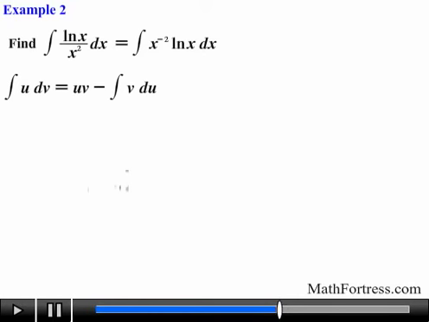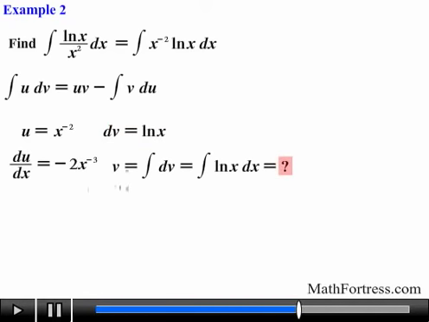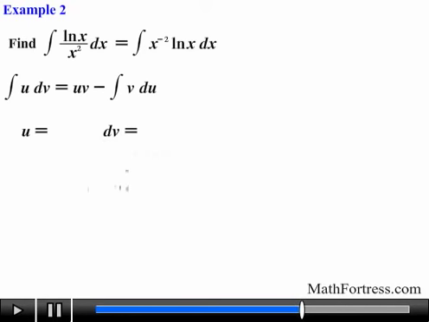So the first step is to assign a function for u and one for dv. Remember, we want u to be a function that becomes simpler when we differentiate it, and we want dv to be a function that can be readily integrated. If we assign u to be equal to x to the negative 2, and take the derivative, notice that we actually end up with a higher power rational function. Likewise, if we assign the natural log of x as our dv, we would have to take the integral of the natural logarithm, which at this point we have no idea how to find. So these particular choices of u and dv will not work.